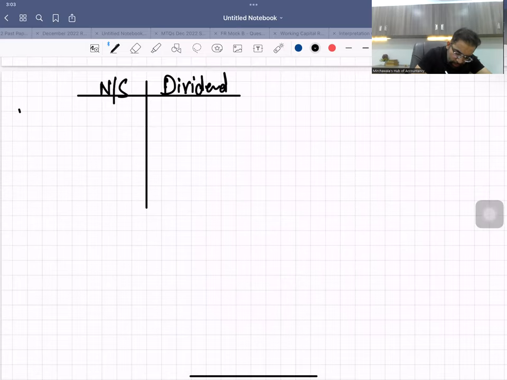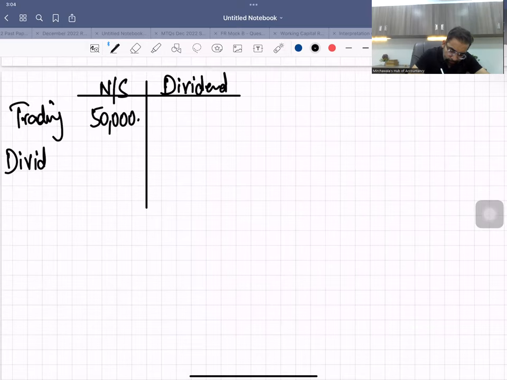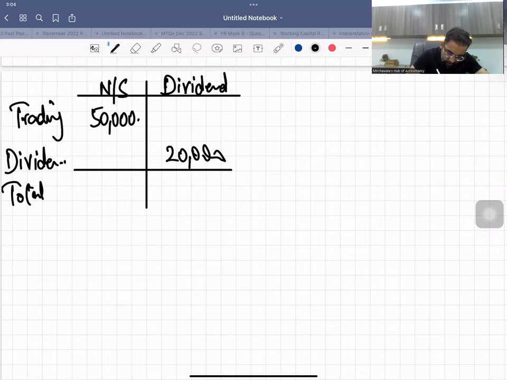First of all, I'll write trading income here. Obviously, trading income is non-saving. So trading income was 50,000. I've just written it. Then I've written dividends. Dividend is 20,000. Now let's add. So you will have a total income of 50,000 non-saving and 20,000 dividends.